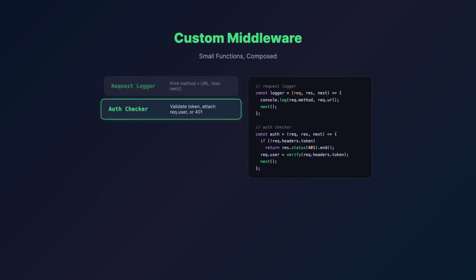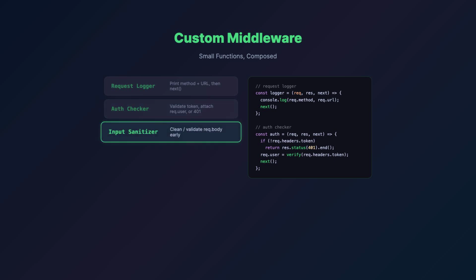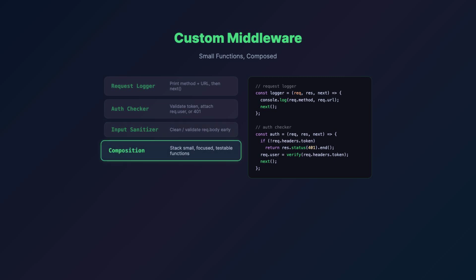An auth checker is just as simple. Read the token from req.headers. If it's missing or invalid, res.status 401 and stop. If it's valid, attach the user to req.user and call next. Now every downstream handler knows who's logged in. An input sanitizer can clean or validate req.body before it reaches your routes, rejecting bad data early.